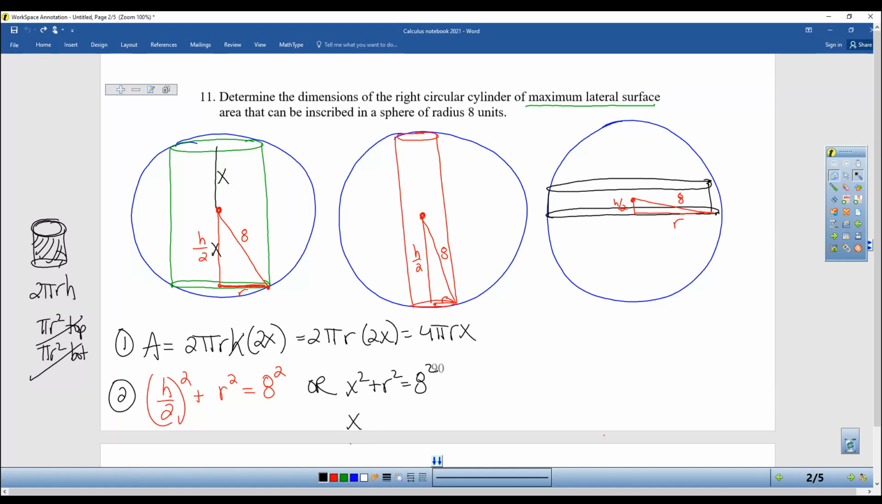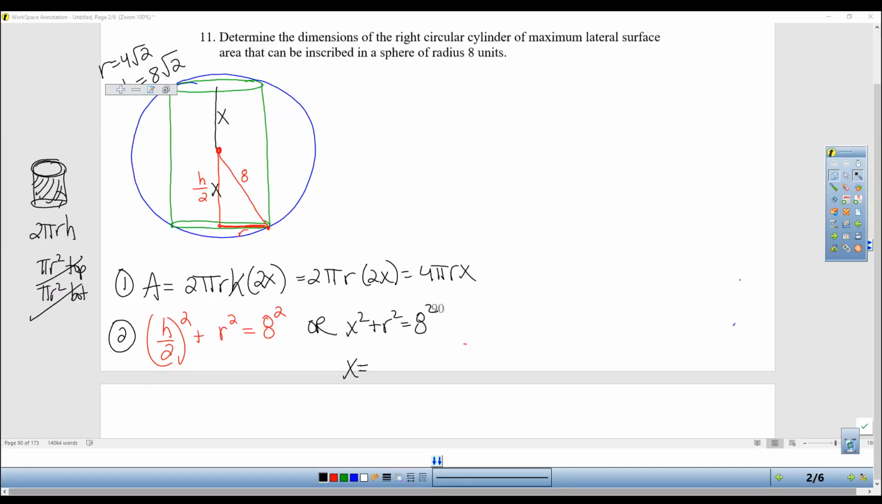You can skip ahead. I'll just tell you the answer. The radius is 4 square roots of 2, and the height is 8 square roots of 2. So if you want to see if you can finish it on your own, then you can do that. So x is equal to the square root of 64 minus r squared.